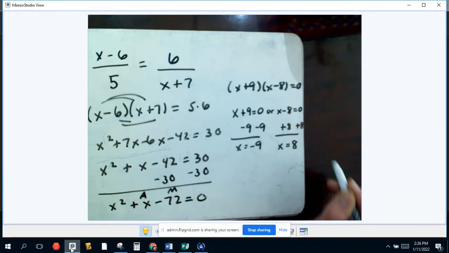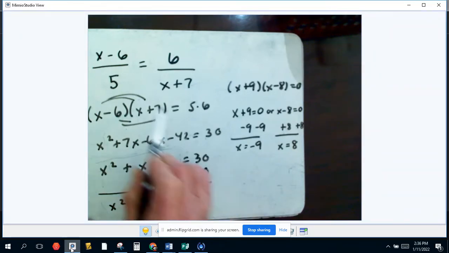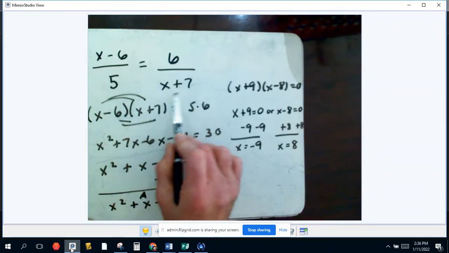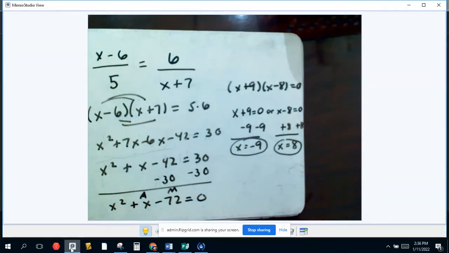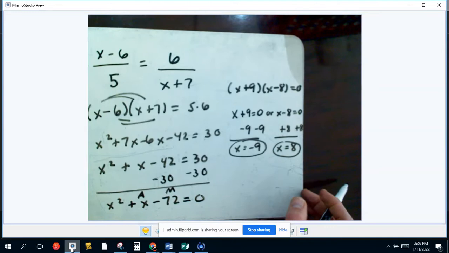Now you do have to be careful here. Sometimes you get what we call an extraneous solution, which is a solution of a simplified equation that does not actually solve the original equation. But here, the only excluded value would be negative 7. So these are both okay: x equals negative 9, and x equals 8.